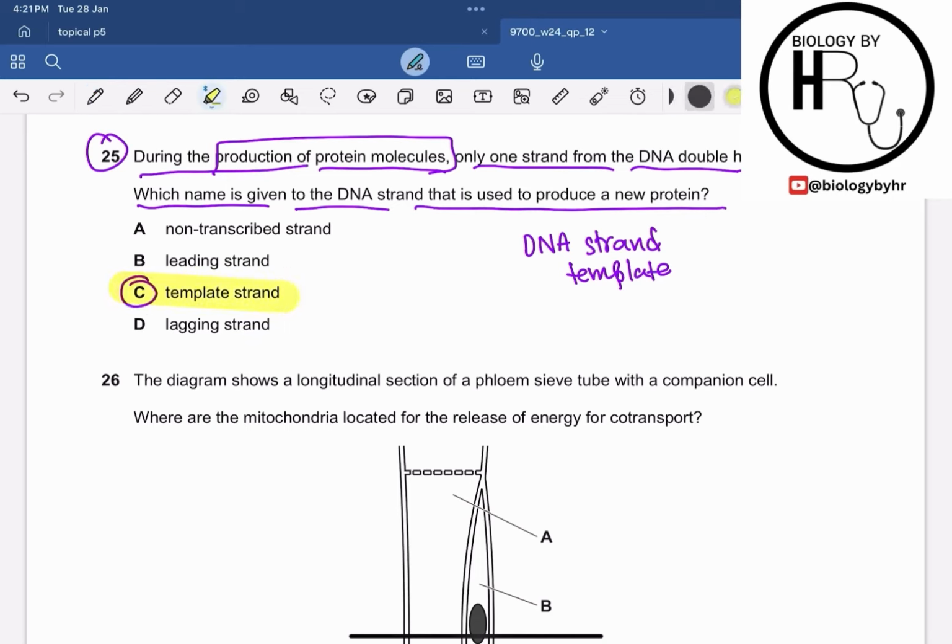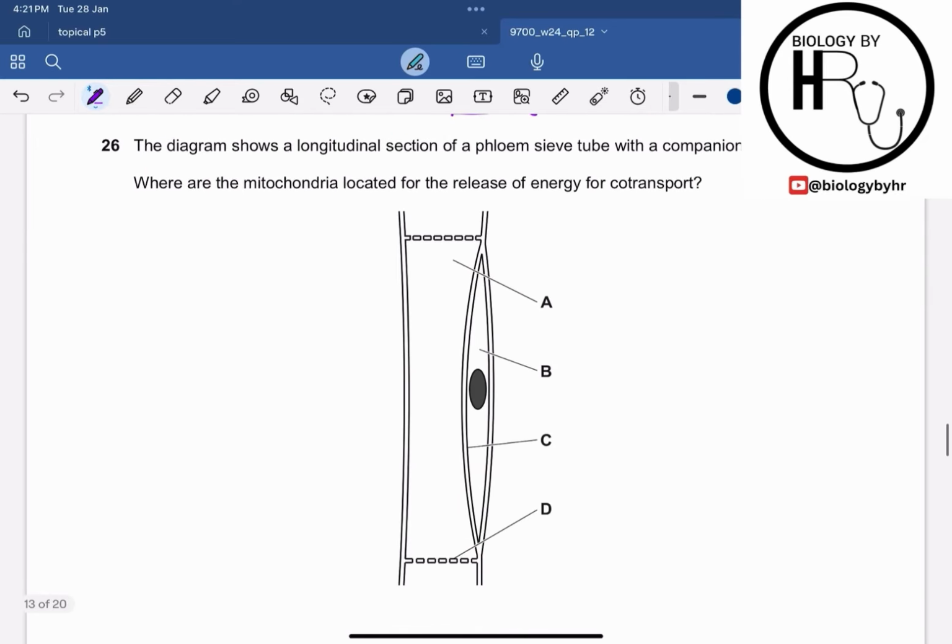If we talk about the other options, the leading and the lagging strand are produced during the DNA replication process, right? Which are often known as the Okazaki fragments, right? Which are joined together by the DNA ligase enzyme, if I am not wrong. Yes, the DNA ligase enzyme, right? So I hope that this MCQ is clear. Now let's move on to question 26.